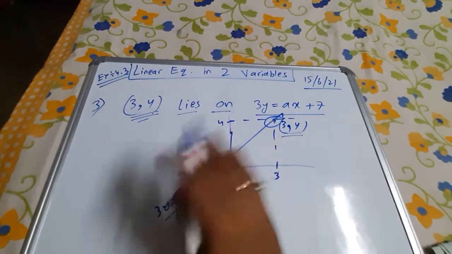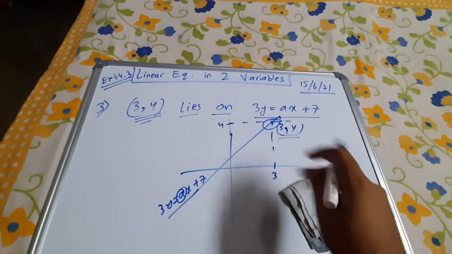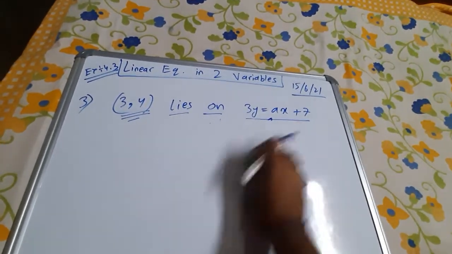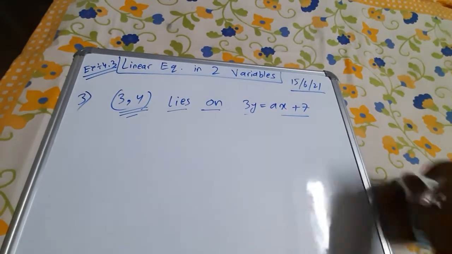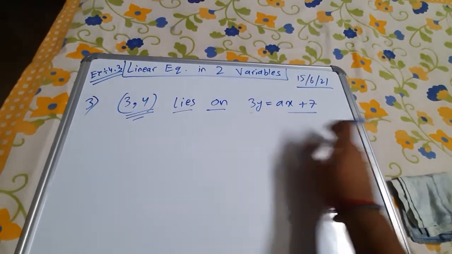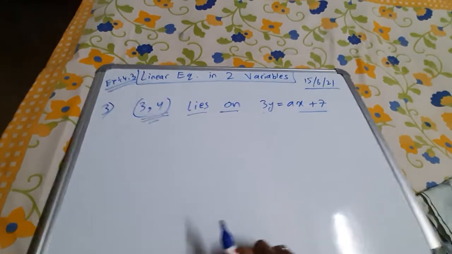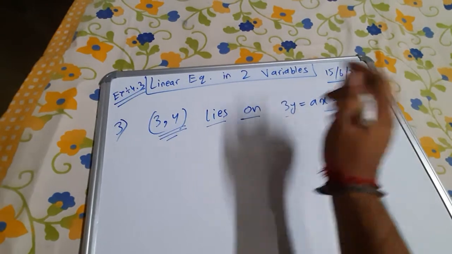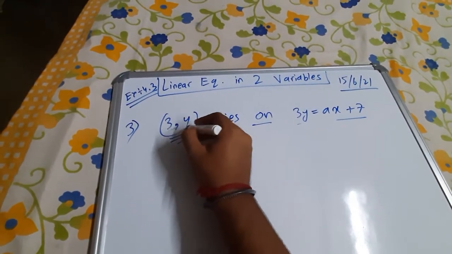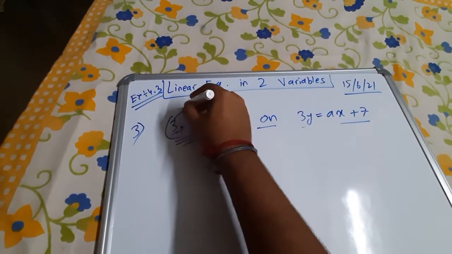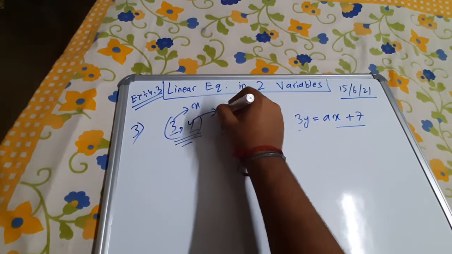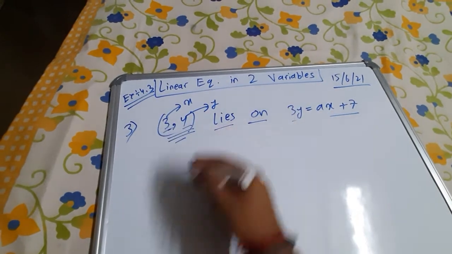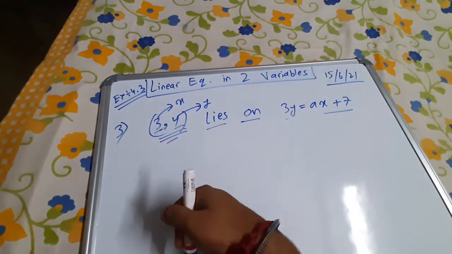What will be the value of a? It's very simple. We have done this in the previous exercise also. When it is said that a point lies on a line that is given by this equation, what you actually do is put the coordinates in place of x and y. This is the x coordinate, and this will be the y coordinate. So put the x value in place of x, the y value in place of y, then solve the equation, and you will find the value of the unknown variable.